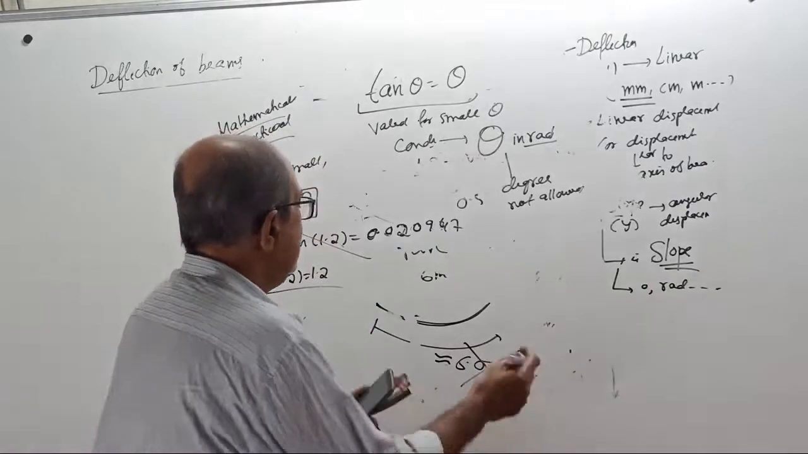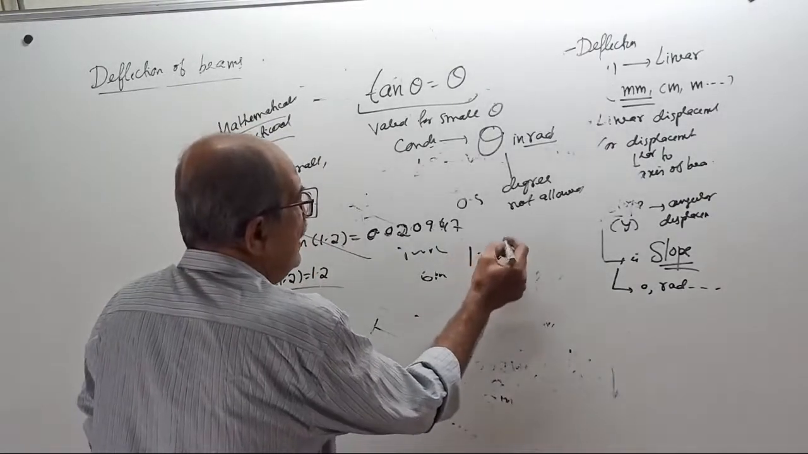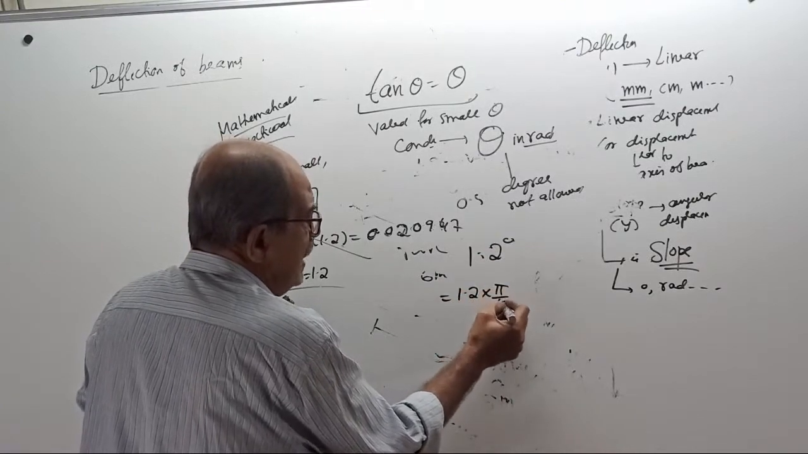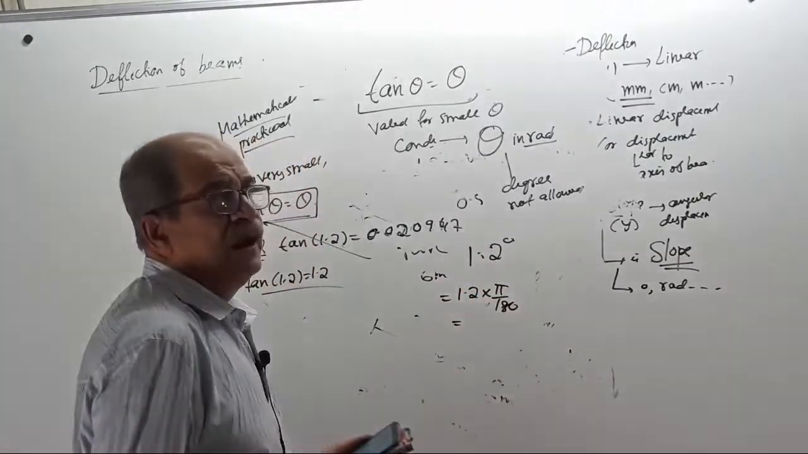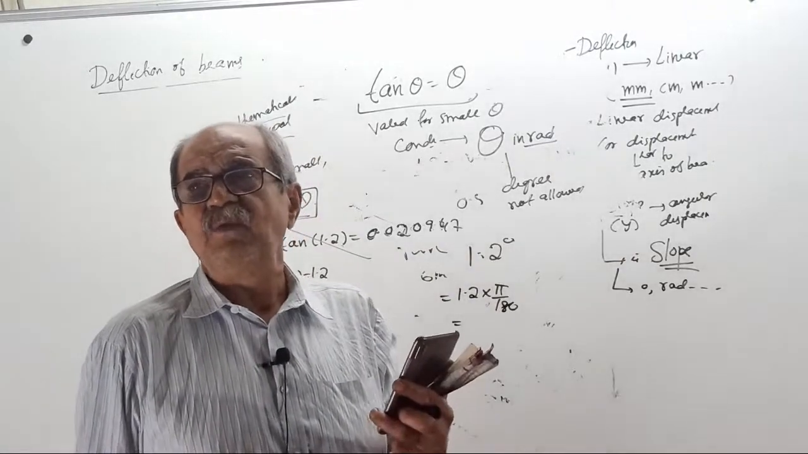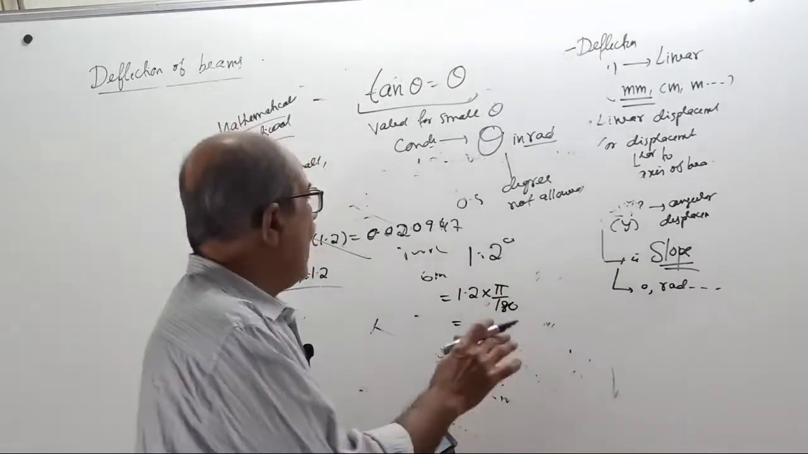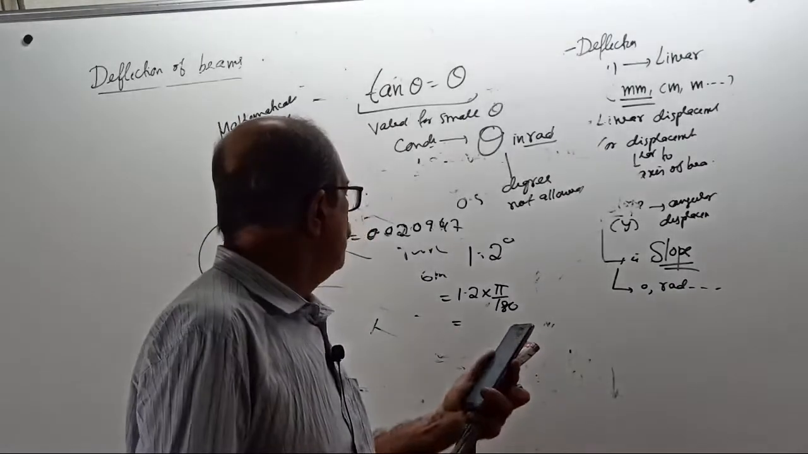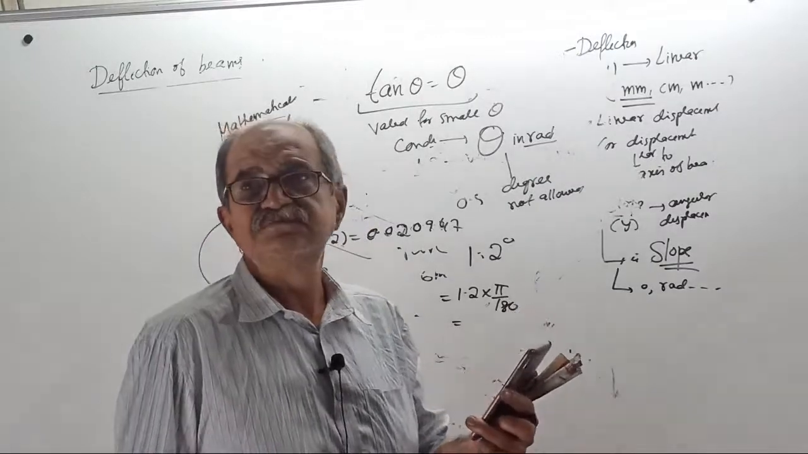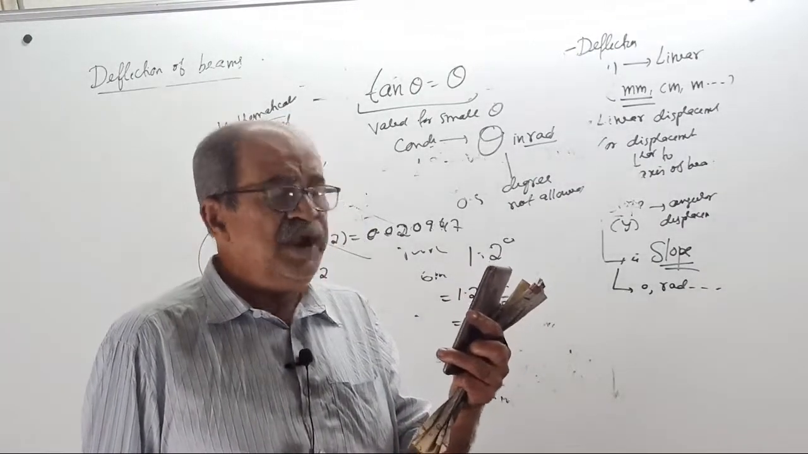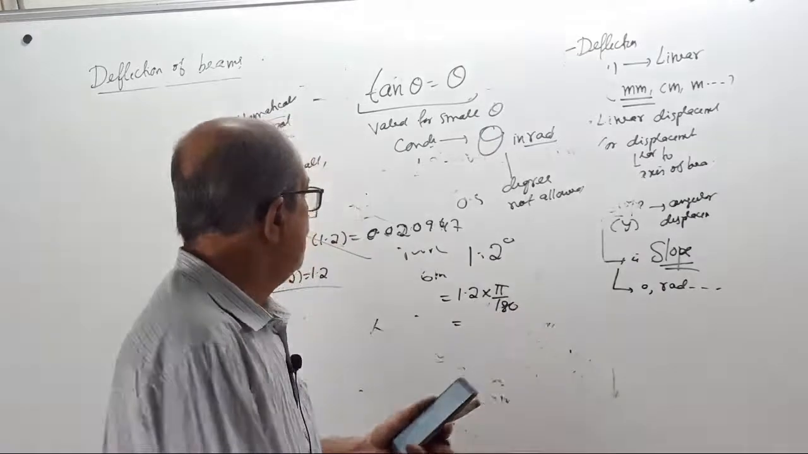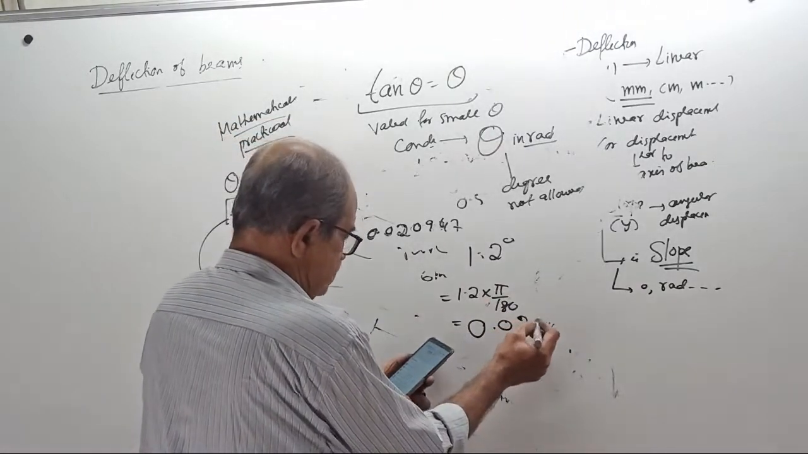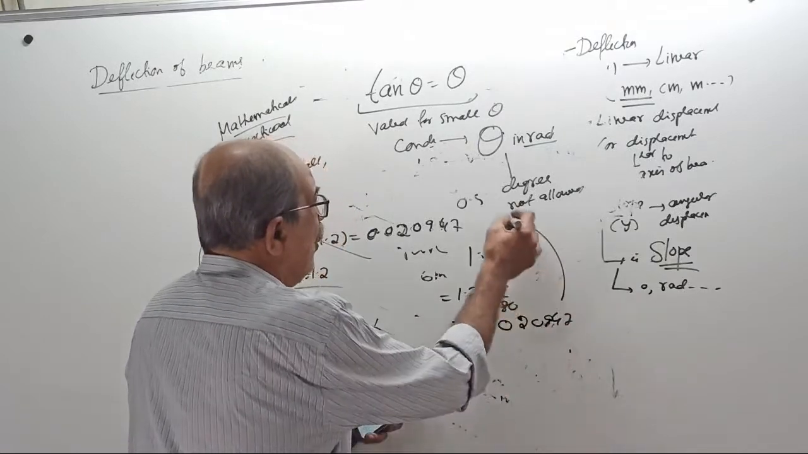So what you do is, if it is 1.2 degrees, take in radians equal to 1.2 into pi by 180. Tell the answer. What is the answer? 1.2 into pi by 180. Answer. 0.020947.